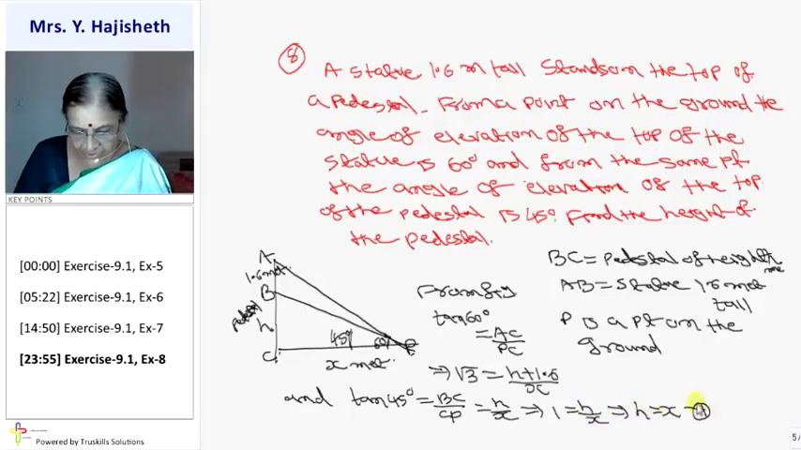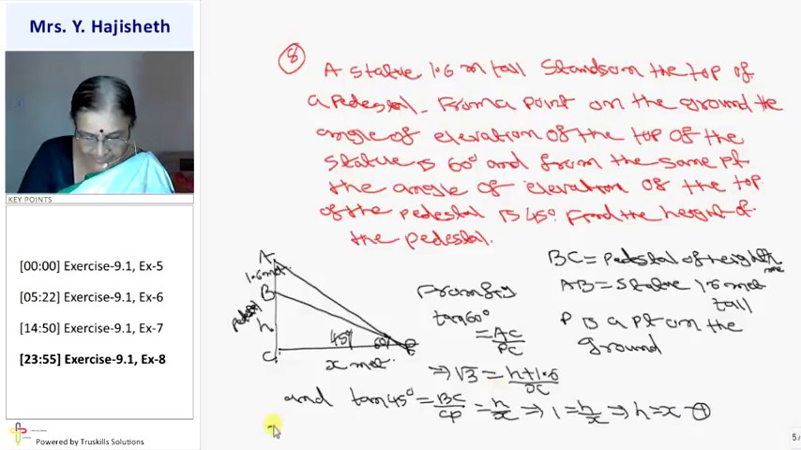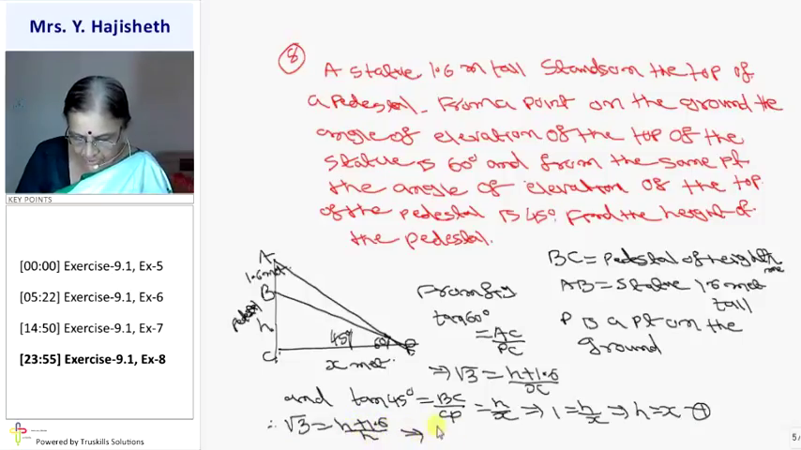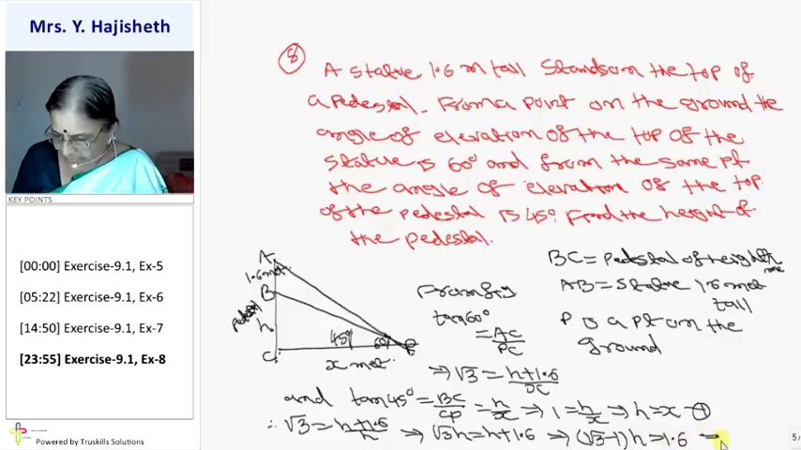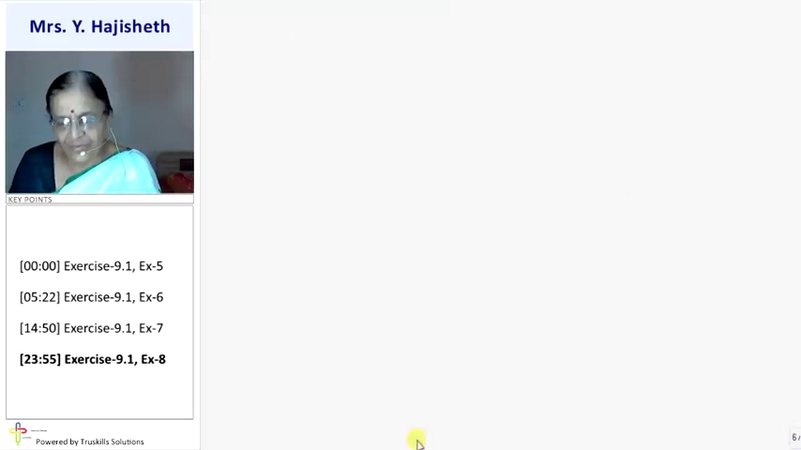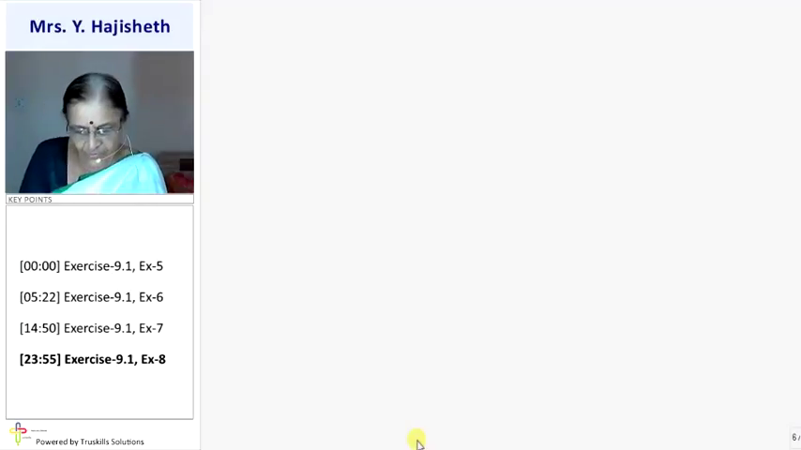Number 1. Now this I am going to put in the second equation. Root 3 is h plus 1.6 upon h. In place of x I wrote h. So root 3 h is equal to h plus 1.6. That implies root 3 minus 1 into h is 1.6, and that implies h is 1.6 upon root 3 minus 1. Now I will rationalize with root 3 plus 1.